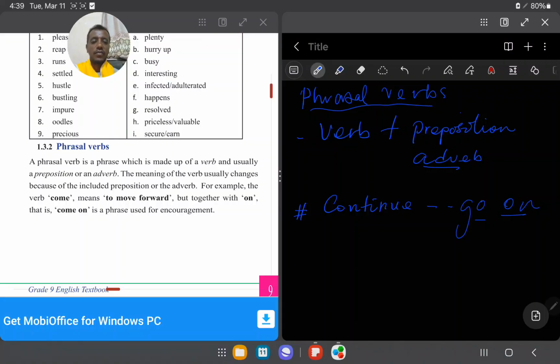So, look, this is a verb. This one is a preposition.